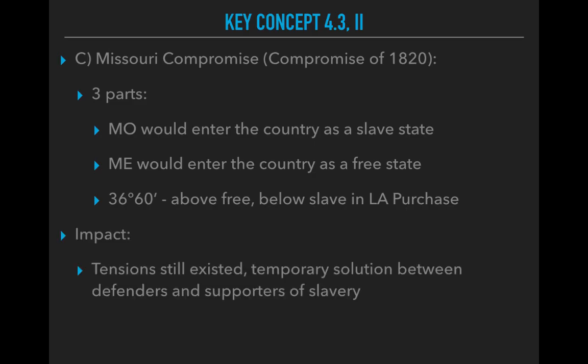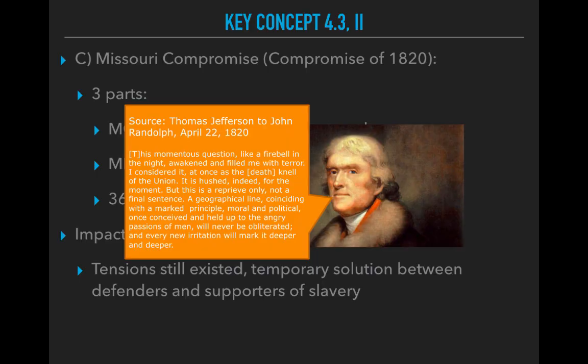Now, the impact is that tension still existed. It was a temporary solution between defenders and supporters of slavery. People like Thomas Jefferson absolutely hated the Missouri Compromise. He talks about it: this geographical line will never be obliterated, and every new irritation will mark it deeper and deeper. So he was arguing that this will divide the North and the South, and he was right. And in the 1850s, tensions would come to the forefront. We'll eventually see the Missouri Compromise is repealed, but it was a temporary solution to the issue of slavery in the territories.